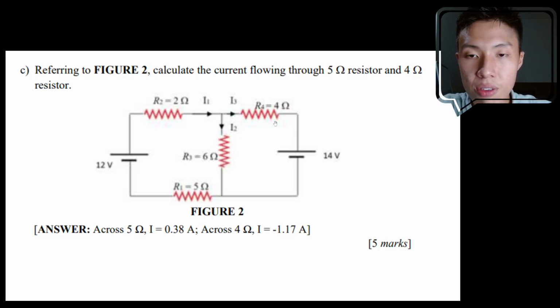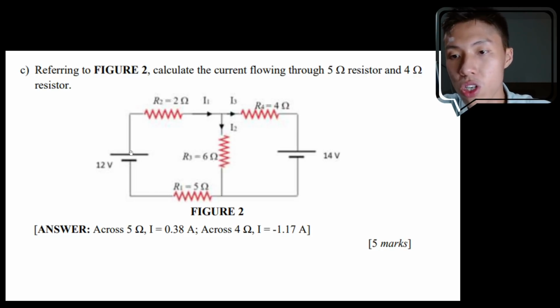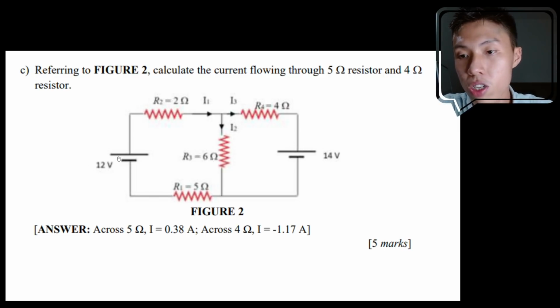You are given a circuit which consists of two batteries, or we can call them two sources of EMF. One of them is a 12 volt battery, one of them is a 14 volt battery. In this circuit they also have 4 resistors installed, named R1, R2, R3 and R4. They also label the direction of the current on certain portions of the path, labeled I1, I2 and I3.